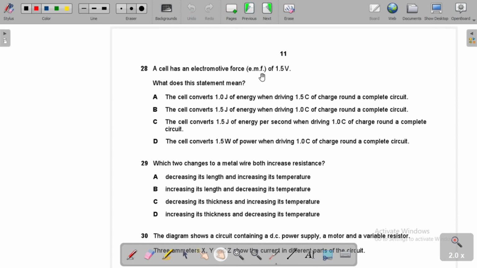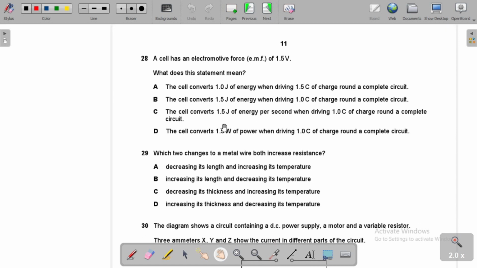A cell has an electromotive force EMF of 1.5 volt. What does this statement mean? It's like asking us to define EMF.